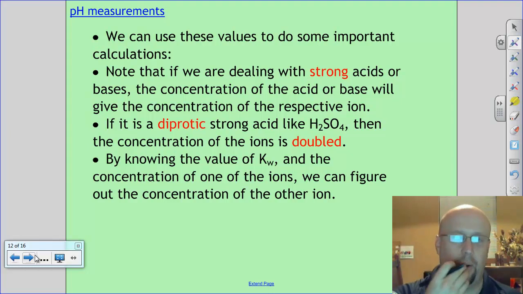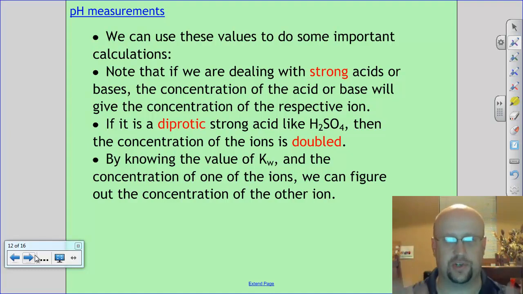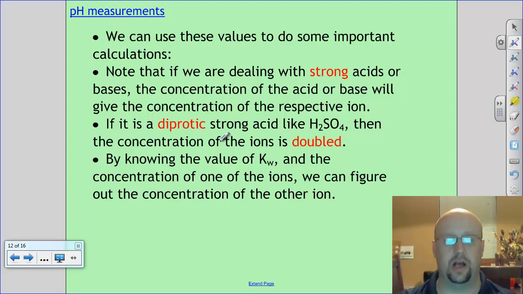Remember that what's important for us, at least in Chem 1, is that we're just going to do this for strong acids and bases, meaning that they completely break apart, they completely dissociate. If you take Chem 2 or College Chem, we'll talk a little bit about the weaker acids, that they don't completely break apart, and that makes calculating the pH a little bit tougher. Remember that we have diprotic strong acids like sulfuric acid. You can pretty much double the concentration of the ions, and again, that's not strictly speaking true. In Chem 2, we'll talk a little bit more about that, but it's good enough for our purposes now.